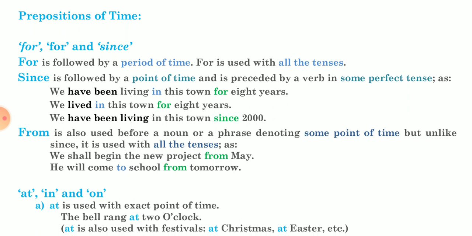Like, I teach online from 8 o'clock to 8:30 in the morning. That is present tense, right? Or, before, I used to teach from 8 to 2 p.m. That is past tense. So from can be used in all tenses, right?